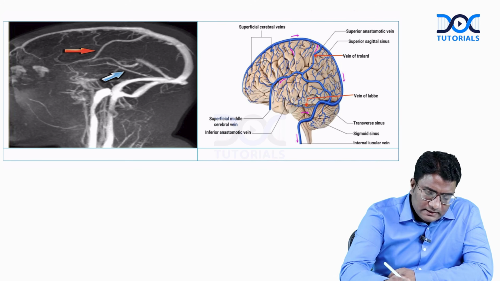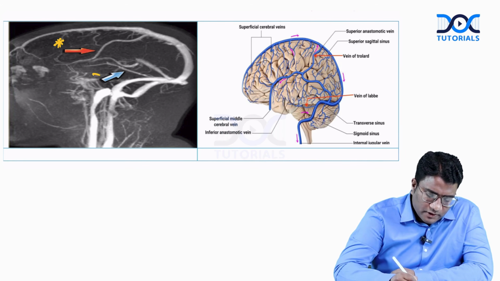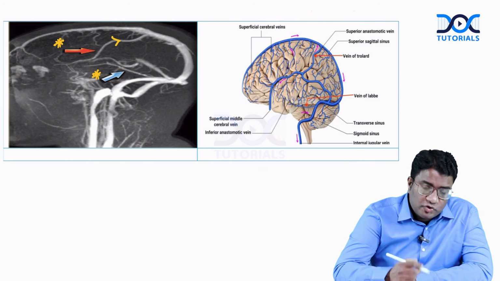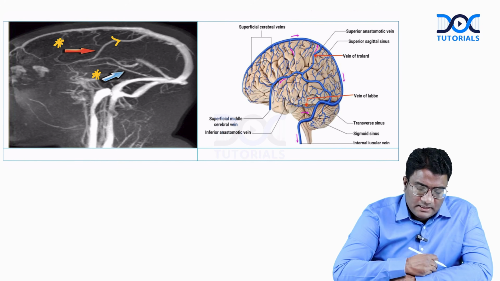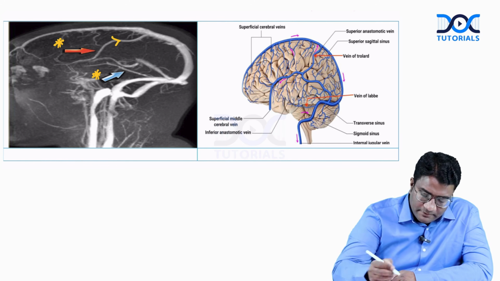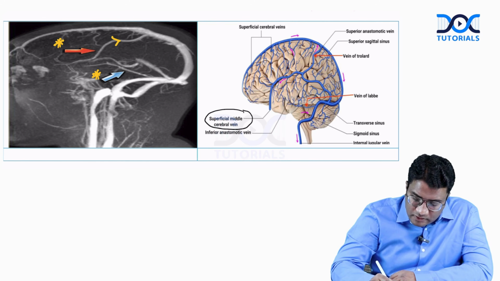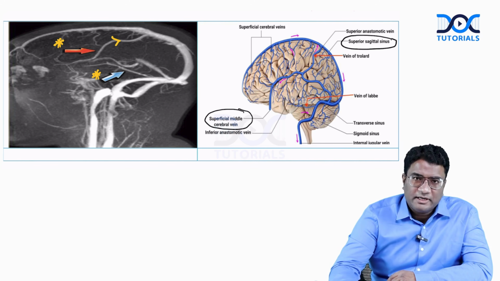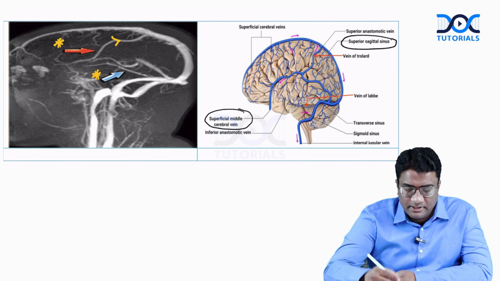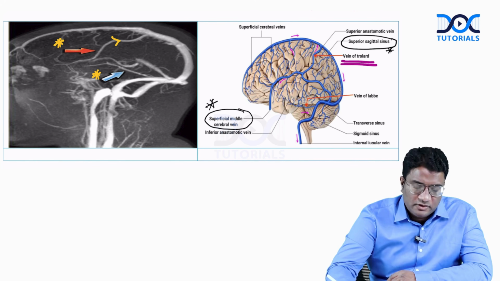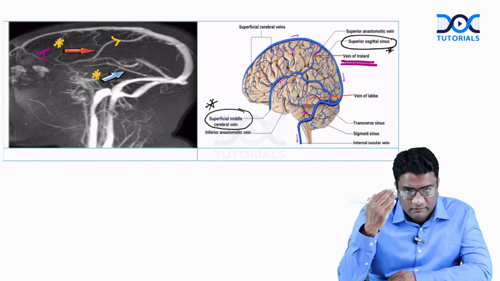And what are these arrows pointing to? Remember, this is a superior anastomotic vein. This is joining the superficial middle cerebral vein to the superior sagittal sinus. This superior anastomotic vein that is joining the superficial middle cerebral vein to the superior sagittal sinus is called the vein of Trolard. So the top one is the Trolard, vein of Trolard.